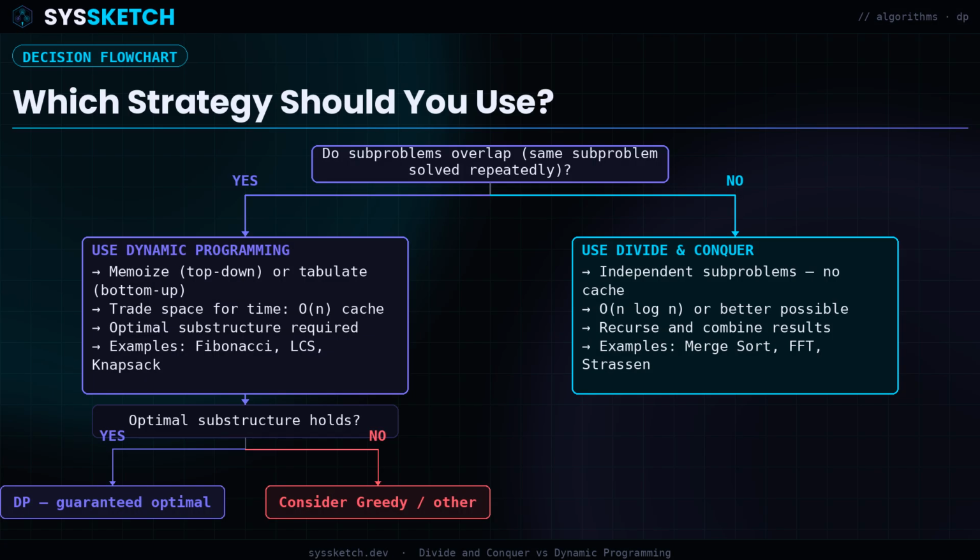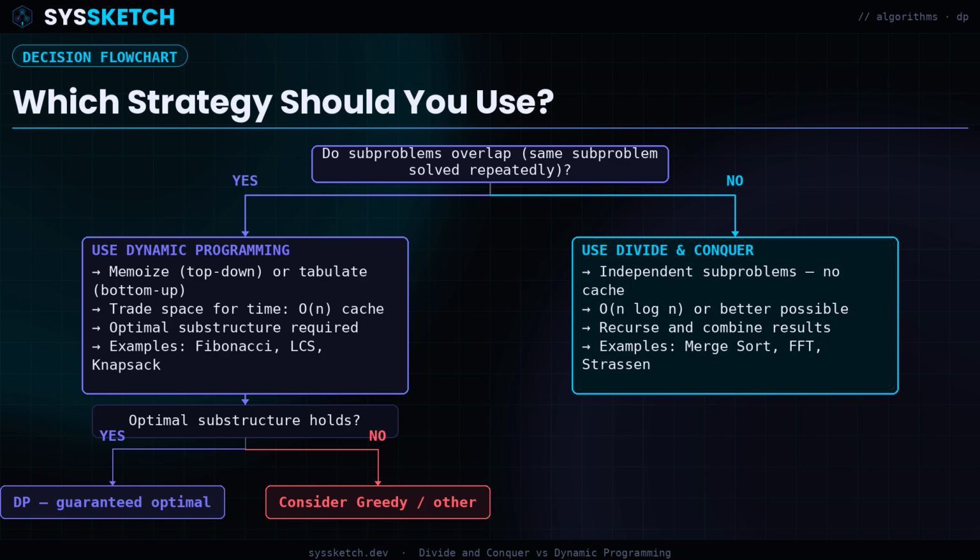So how do you decide which strategy to apply? Start with a single diagnostic question: do any subproblems overlap? If the same subproblem appears more than once anywhere in your recursion tree, you are firmly in dynamic programming territory. If every subproblem is unique and independent of the others, divide and conquer is the right tool.